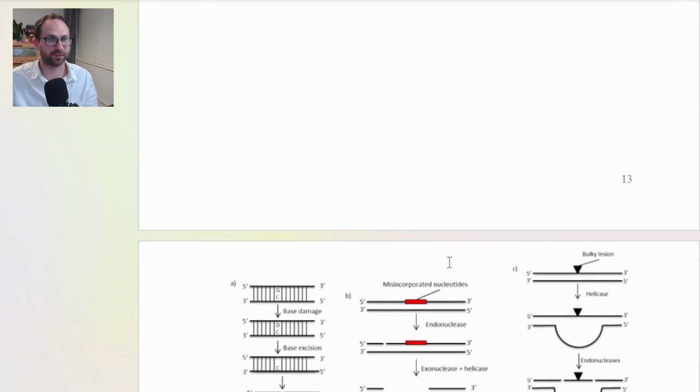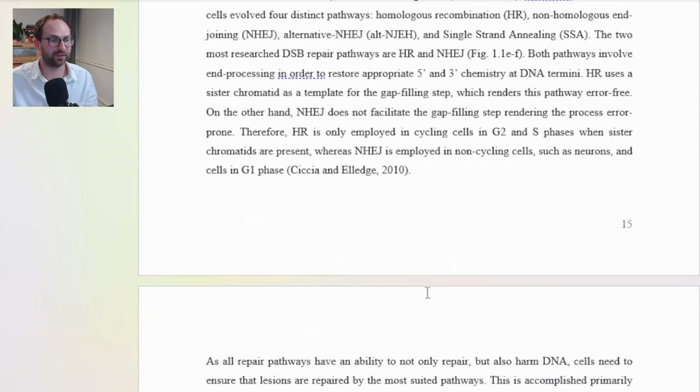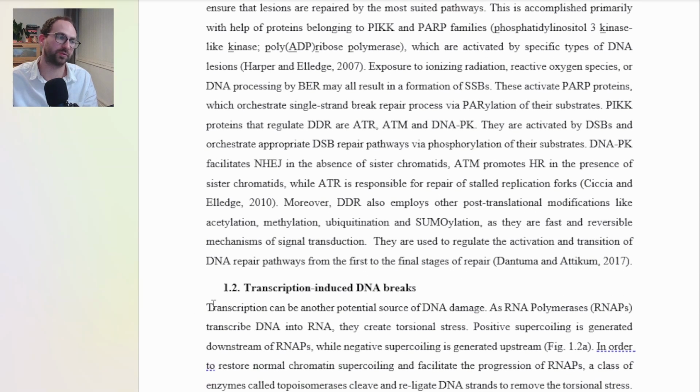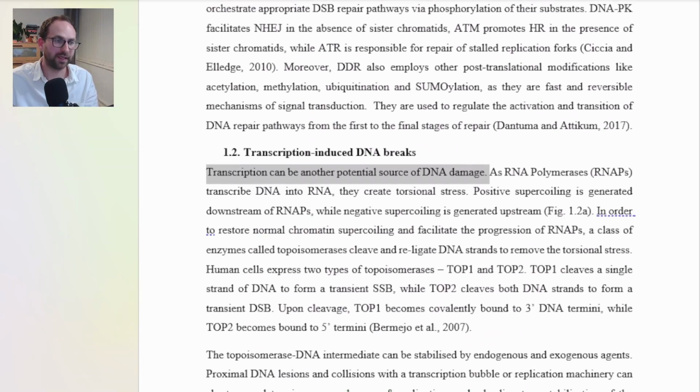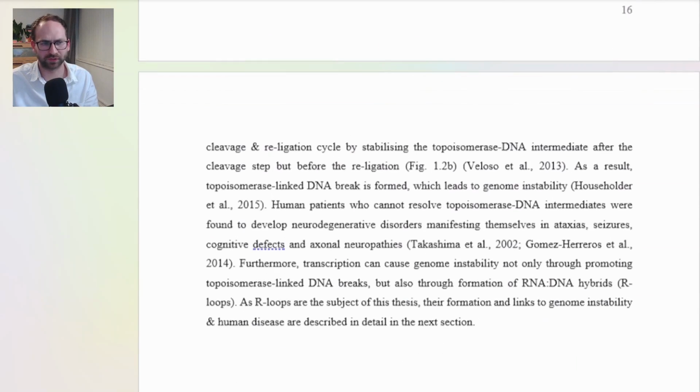So let's go back into this. At the end of that section, I actually don't really have a segue to the next section. But look, the next section says transcription can be another potential source of DNA damage, and this sentence is the link to the previous sections. And now I talk about this general umbrella called transcription-induced DNA breaks. But I don't talk for too long about them, maybe three-quarters of a page.